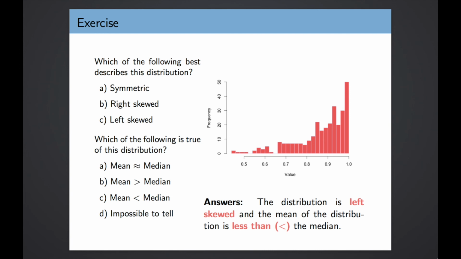So these videos have been talking about how we describe numerical data. Next up, we're going to talk about different ways that we can describe categorical data. So I will see you then.